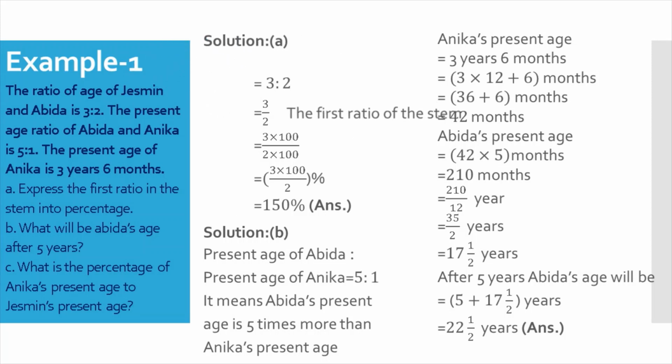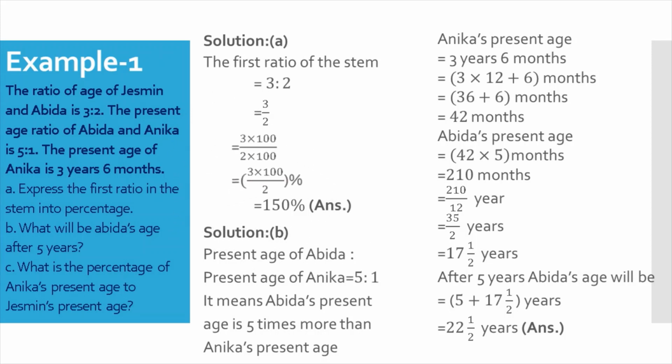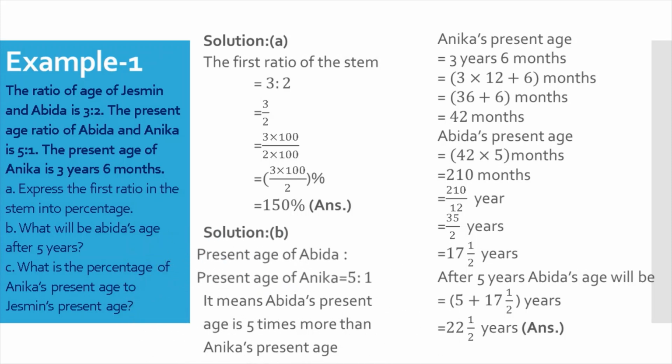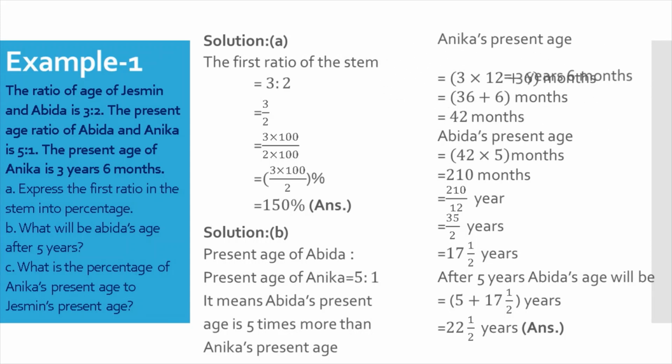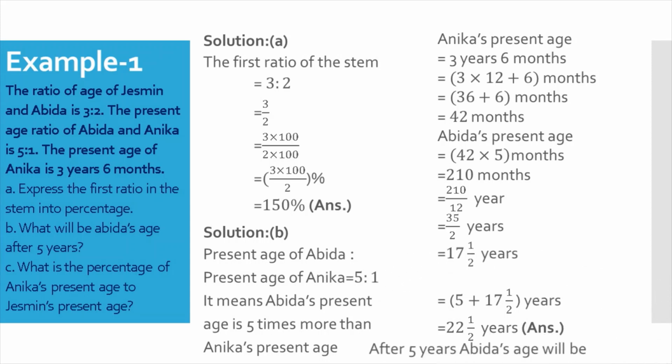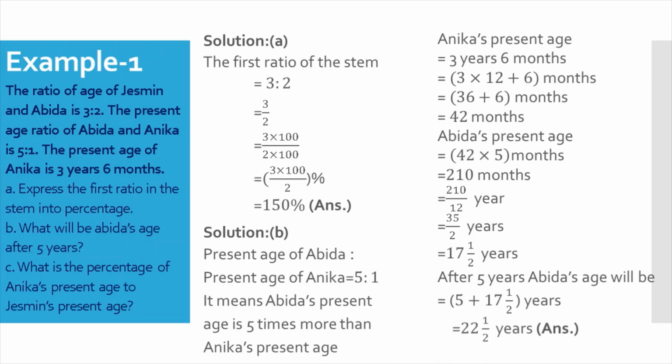So my dear students, this is solution number A. We get the percentage 150%. And after that, solution number B: from the relation of the Abida and Anika ratio 5:1, we can say Abida's present age is 5 times Anika's present age. Then we get Abida's present age is 17 and 1 by 2 years. After that, if we add 5, we get the age of Abida, 22 and 1 by 2 years.